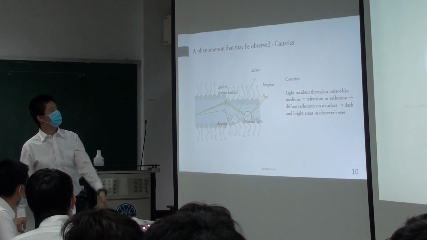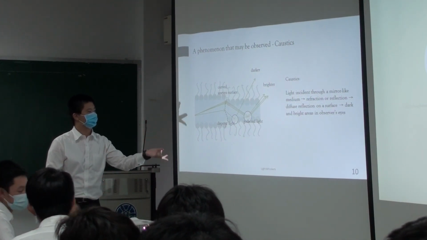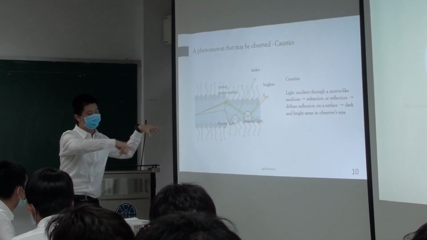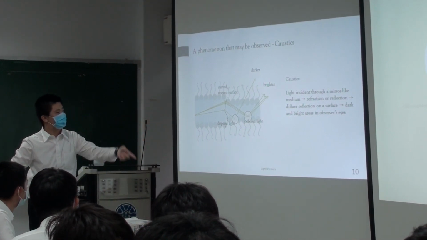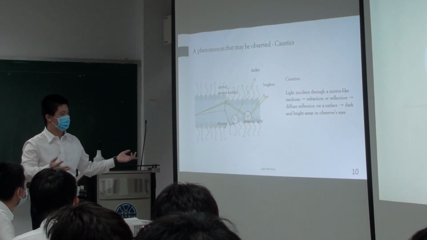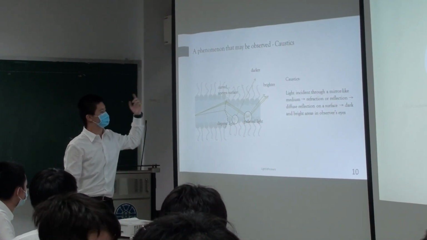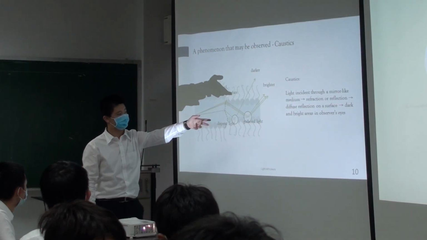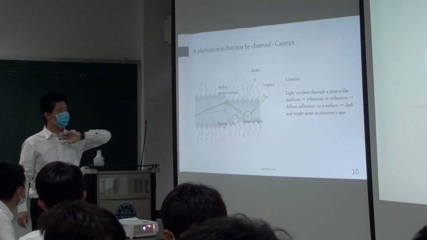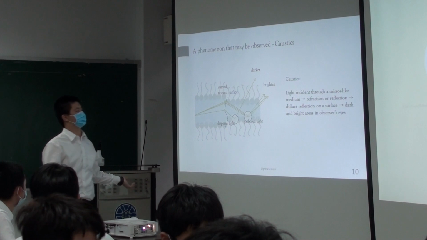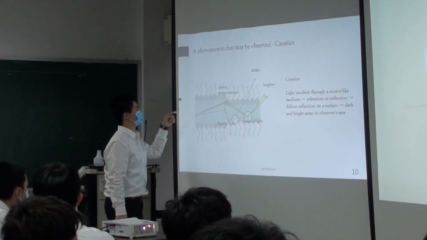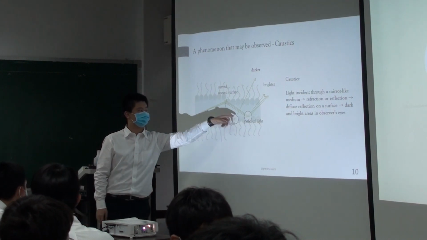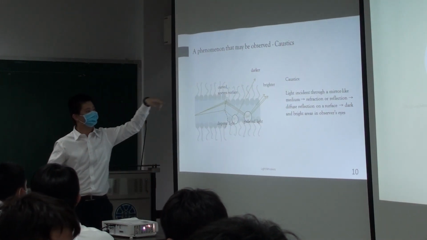Now, a phenomenon that may be observed. We want to look at caustics, light incidence through a mirror-like medium, which is the soap film in this case. You either have reflection or refraction or both, and then you have a diffuse reflection on the surface as seen right here. When it reflects and then reflects again, that's diffuse reflection. You have dark and bright areas in the observer's eyes, and this one is brighter because much more light is concentrated on it, and this one is stronger. As you can see, it only has one ray of light.